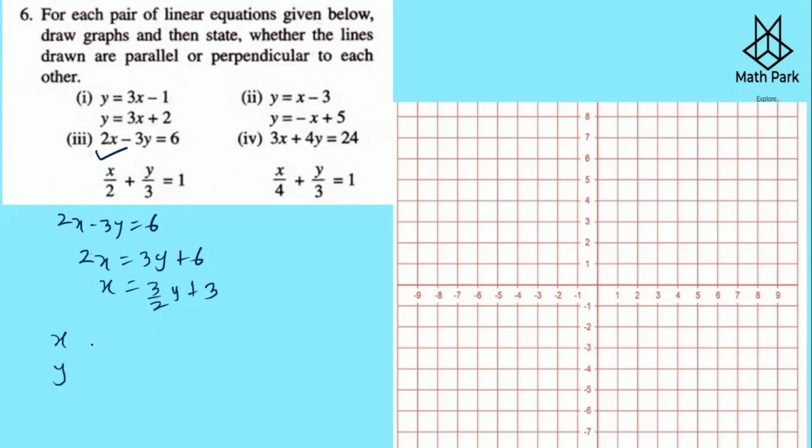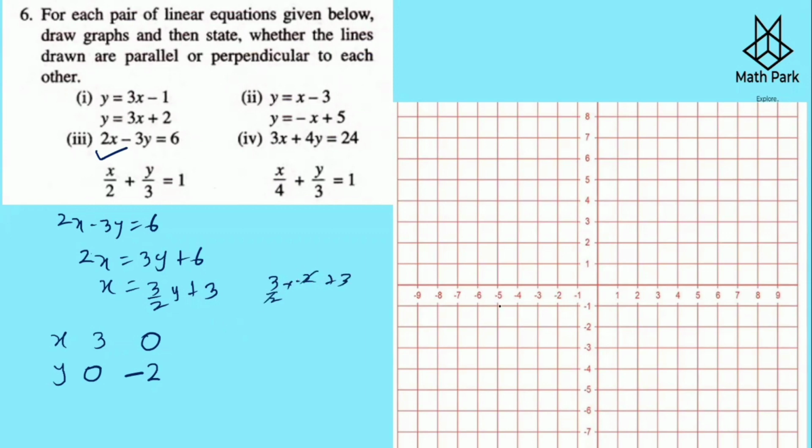If y is 0, you get x is equal to 3. If y is minus 2, 3 by 2 times minus 2 plus 3, the 2s cancel, this is minus 3 plus 3, you get x is equal to 0.